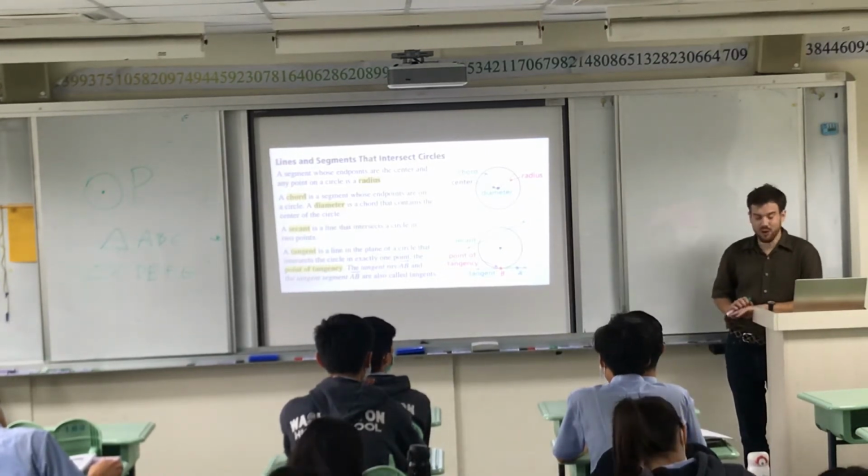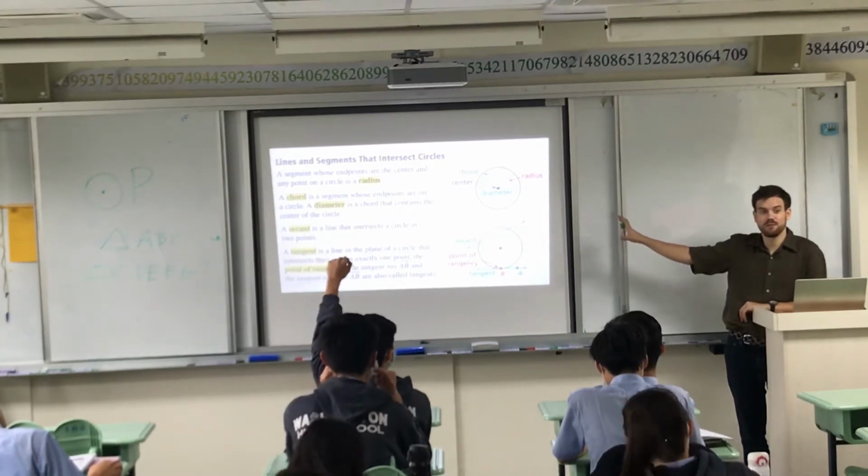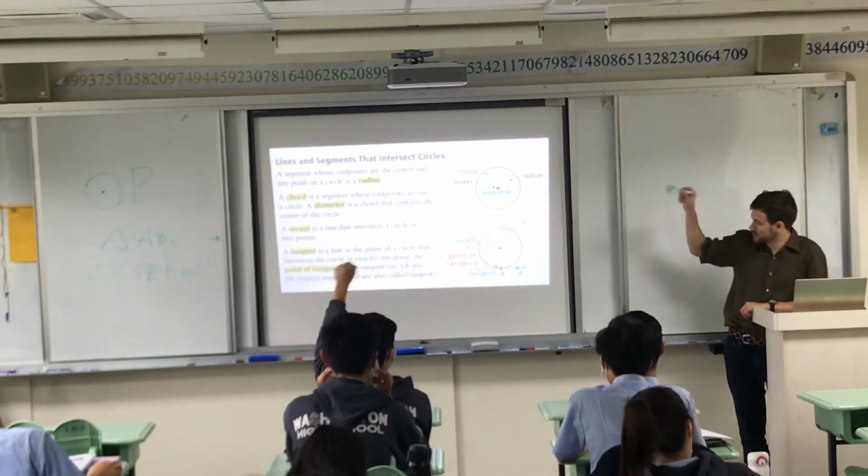So that's it. This is what I want to go over today. I'm not moving off this page here. I'll be on here this whole time. It's chord, radius, diameter, center, secant, point of tangent, and tangent. Yes?